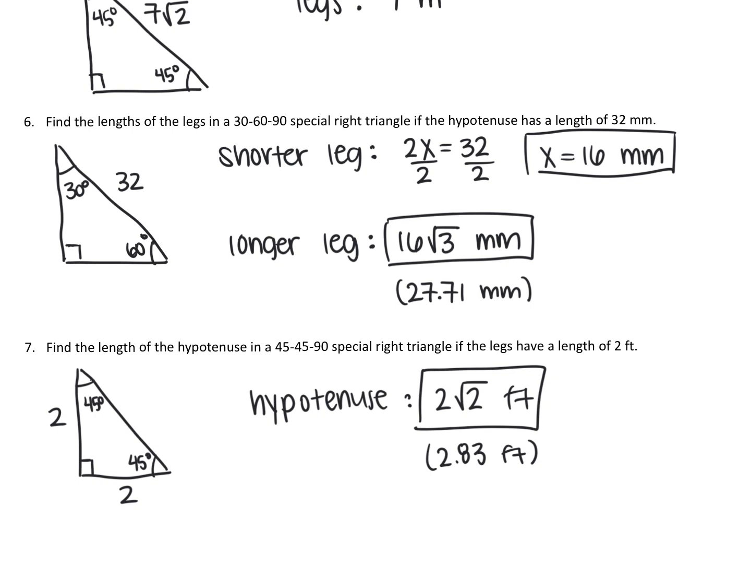So let me know if you have any questions about solving for missing side lengths or angles in a right triangle or using any of these special right triangle relationships.